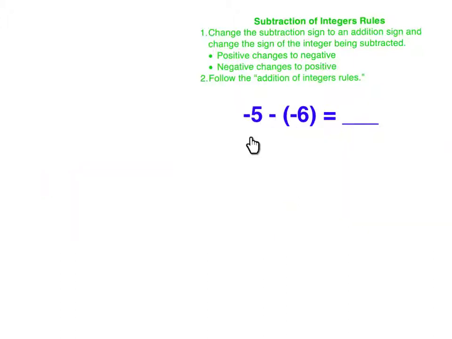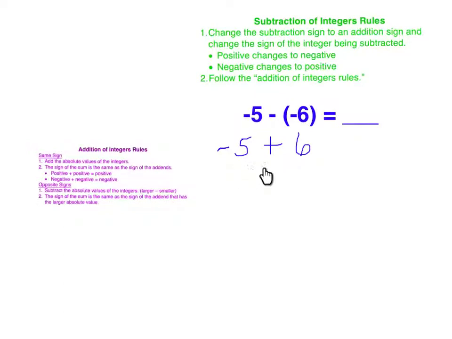Let's work another example. Negative 5 minus negative 6. First thing we're going to do again is change the subtraction sign to an addition sign and change the sign of the integer being subtracted. So we're going to have negative 5 plus, instead of a negative 6, a positive 6.